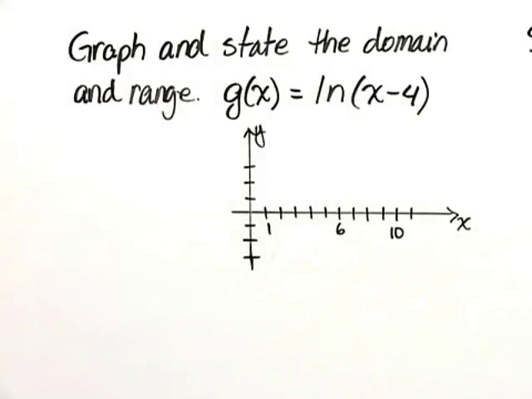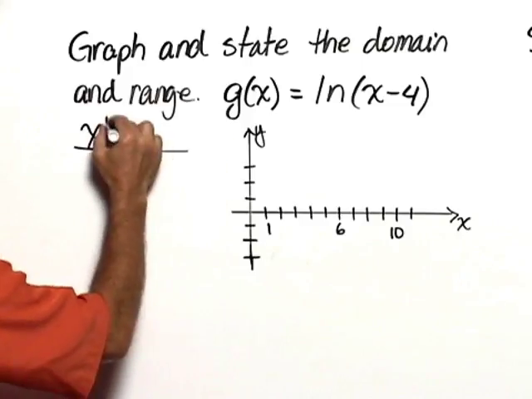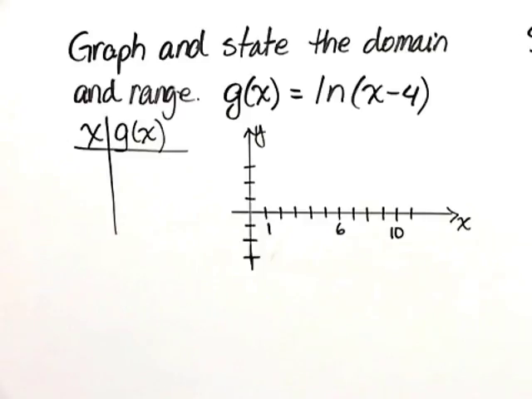Graph and state the domain and range. g(x) equals the natural log of x minus 4. So we'll select some x values and calculate the corresponding g(x) values on the calculator.